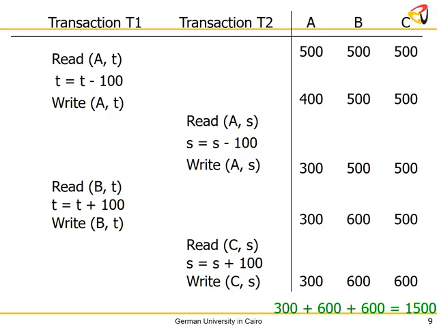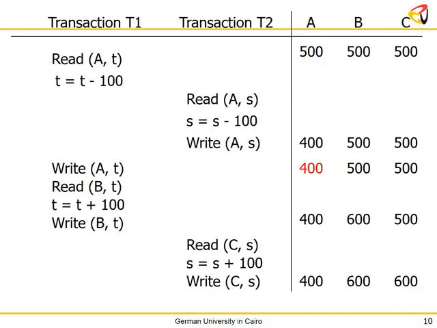Now, this is an important criterion. We are comparing this to what we have seen before, which is running one transaction at a time. Here, we're not running one transaction at a time. We're overlapping them: almost half of T1, followed by half of T2, followed by the second half of T1, followed by the second half of T2.